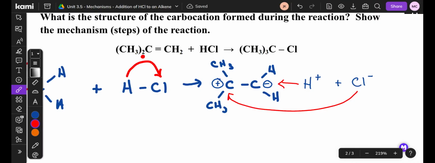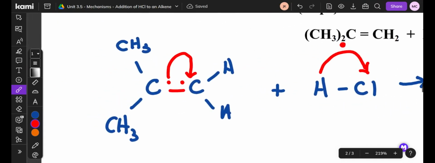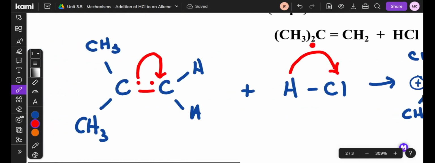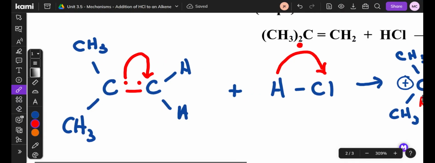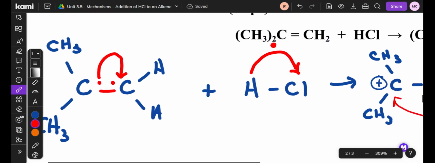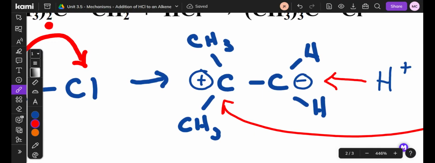Yeah? How are you getting that first drawing after the arrow from CH3C? So this one going from here to here? No. I'm sorry. How are you getting that from... What are you talking about? The first thing to the right of the arrow. The first thing to the right. This right here? Yes. Okay. How are you getting that from the CH3C?